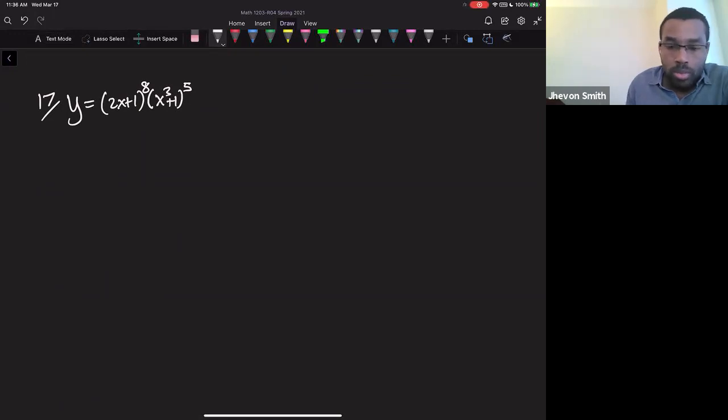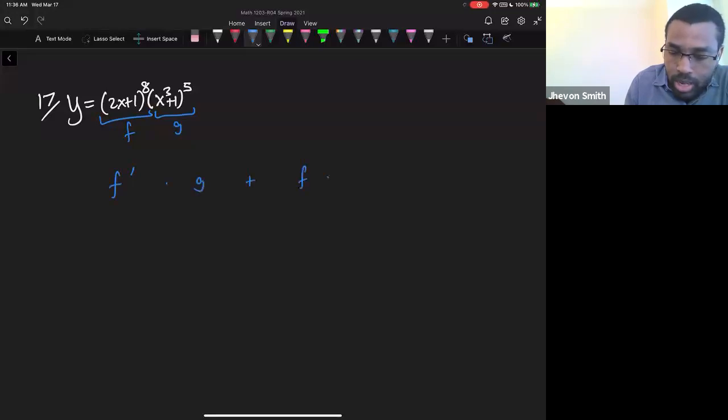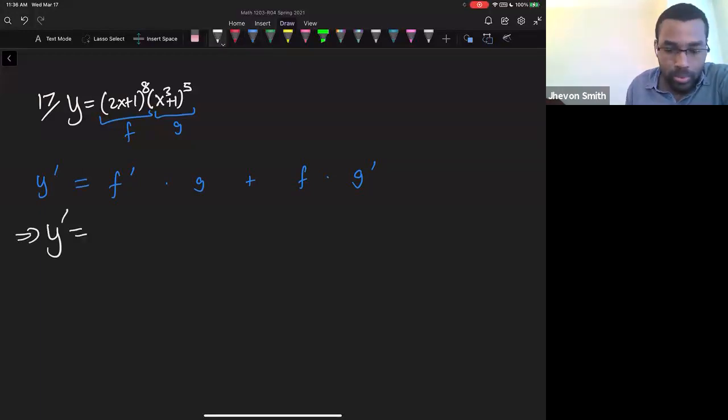Product rule, but you also have to use chain rule. All right, so there are 2 things here. There's the F and there's the G. So you know you're going to put F prime times G plus F times G prime, right? And that is going to be your Y prime. So Y prime equals, what is F prime here?